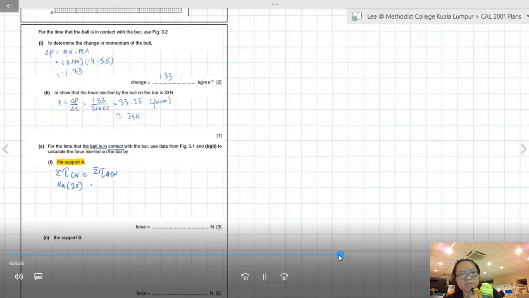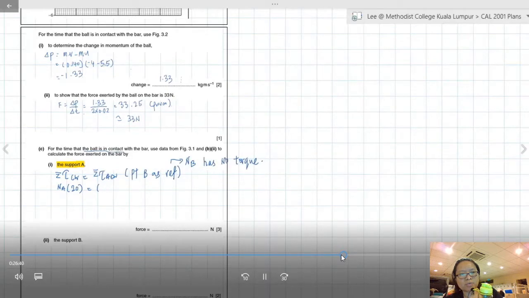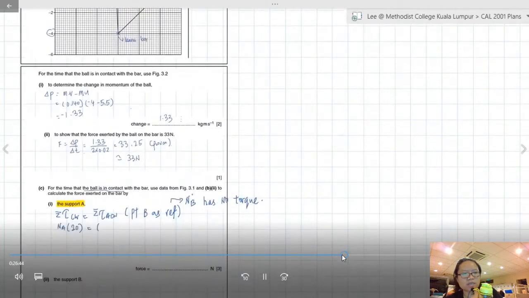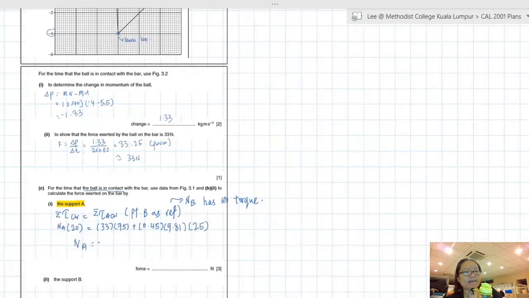So the clockwise will be NA times 20 cm from point B as reference, and NB here will have no torque. And your anti-clockwise will be 33 times 75 plus 0.45 times 9.81 multiplied by 25, the distance from point B. You will now get NA. Ding ding.